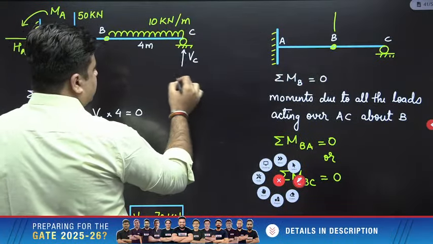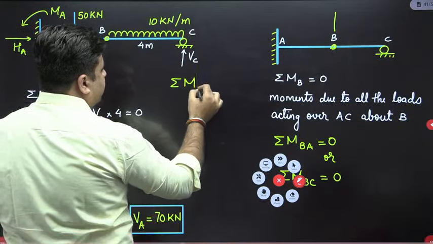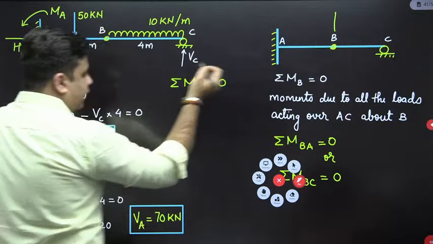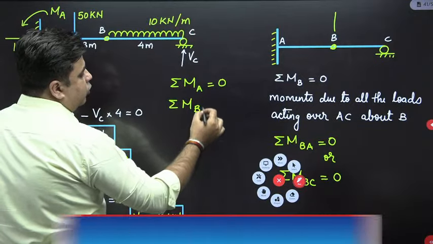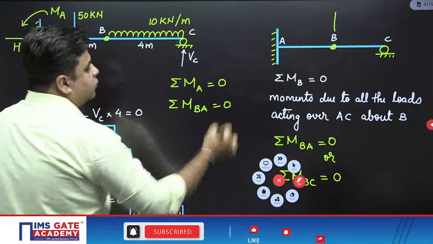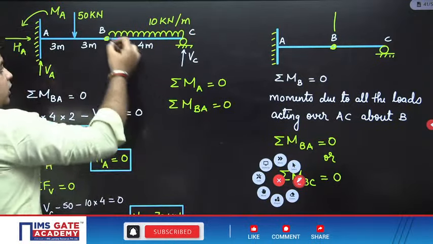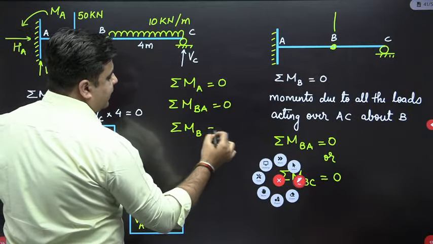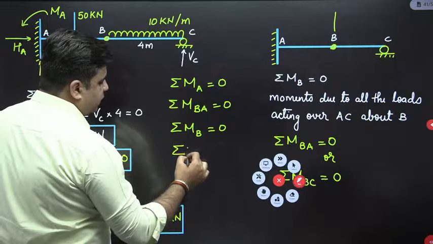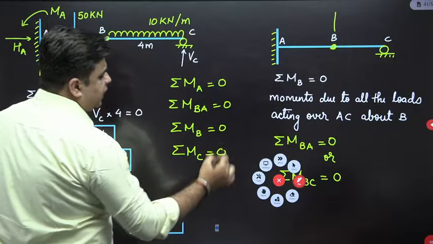I will tell you. First, I will write down summation of moment about A equal to 0. One equation. Another equation is summation of moment about B on portion BA equal to 0. This can be used. Or summation of moment about B equal to 0. Or I can write down summation of moment about C equal to 0. You can use any equation.